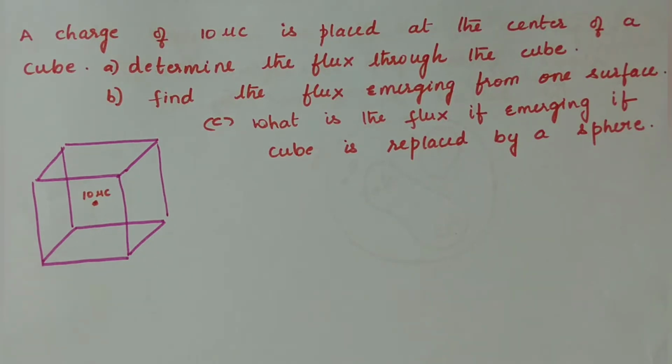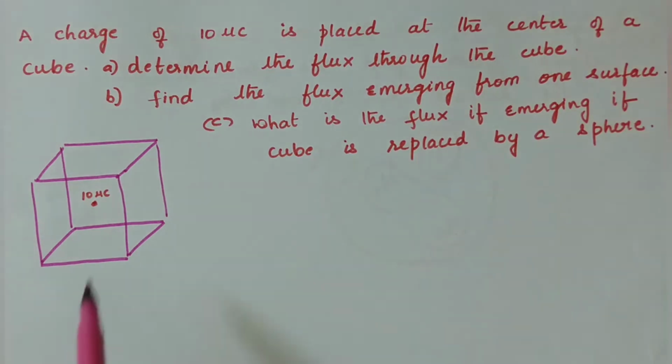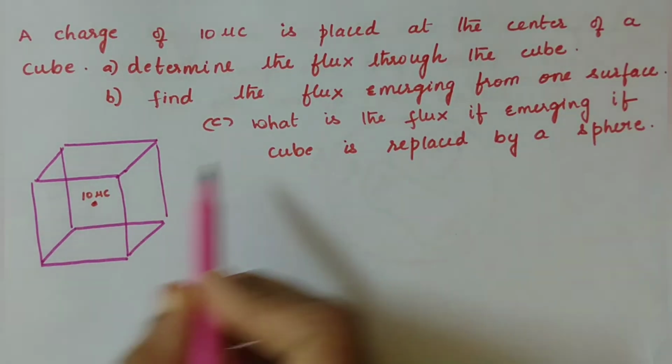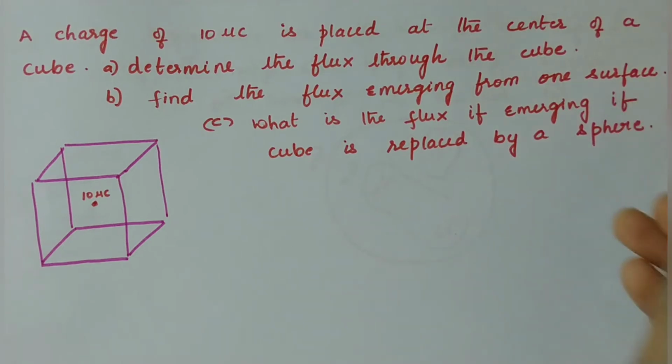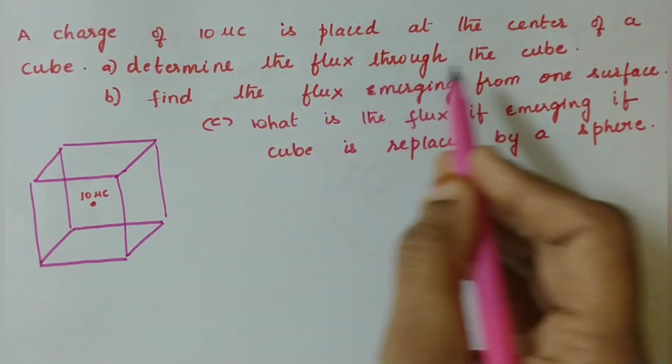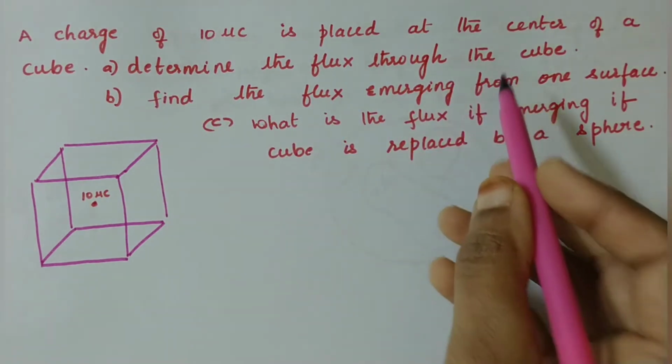So let us look at a few applications based on Gauss law. We have studied that according to Gauss law, the total flux is equal to 1 by epsilon naught times the charge inside the surface. Now look at the first question. A charge of 10 microcoulomb is placed at the center of a cube. We need to find the flux emerging from one surface and also determine the flux through the cube. There are 3 bits.